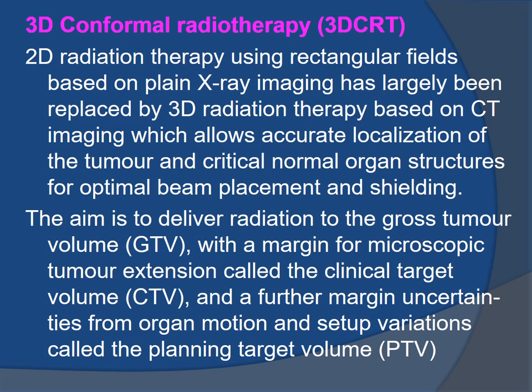It is the tumor volume which can be seen in CT or MRI, with a margin for microscopic tumor extension called the clinical target volume, CTV. CTV is the GTV plus 2 centimeters to cover the microscopic extension of the tumor. And a further margin for uncertainties from organ motion and setup variation is called the planning target volume, PTV. PTV is the CTV plus 1 centimeter for setup uncertainties. So when we finally treat the tumor, we treat it with the PTV.